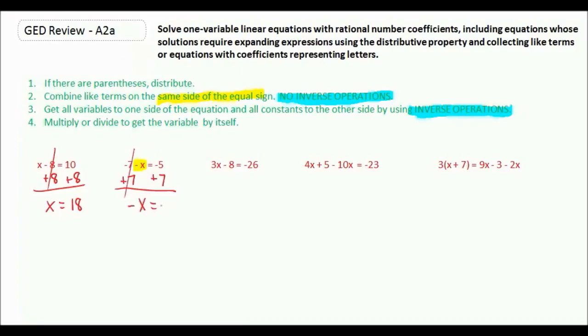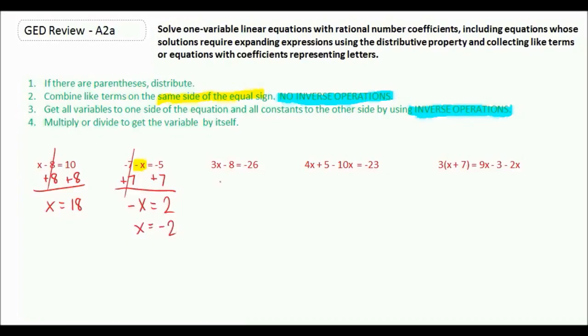So we need to bring negative x down. And we have negative 5 plus 7, which is 2. And the problem is we don't want negative x, we want positive x. And we're allowed to switch that sign as long as on the other side we also switch the sign.